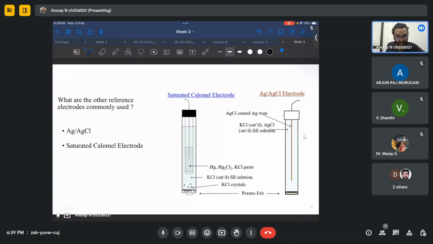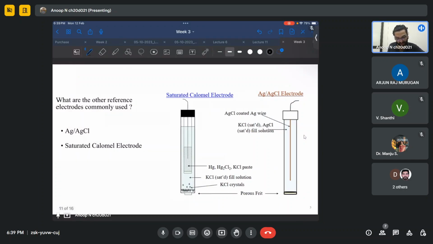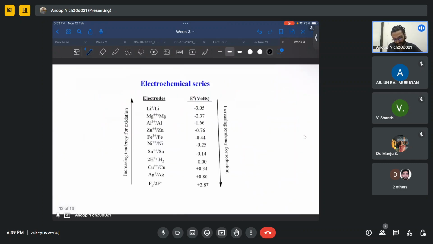I just put the pictures of the Ag/AgCl and saturated calomel electrodes. Now we'll come to the electrochemical series. We have seen it is in the reduction form. For Li plus an electron giving Li, we have the highest, almost negative value. From this series, if you take a combination, we can say which will act as anode and which will act as cathode. If I am taking lithium and aluminum, which will be the anode and which will be the cathode? Shanti, I am taking lithium and zinc or aluminum. What will be the anode and what will be the cathode?